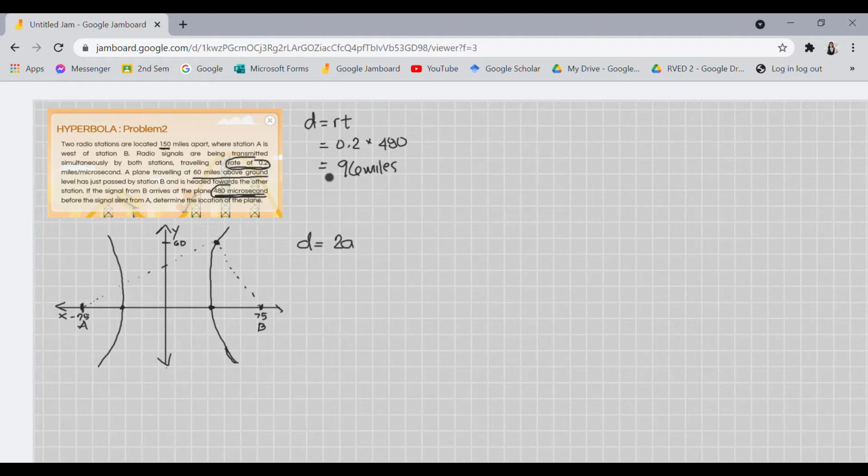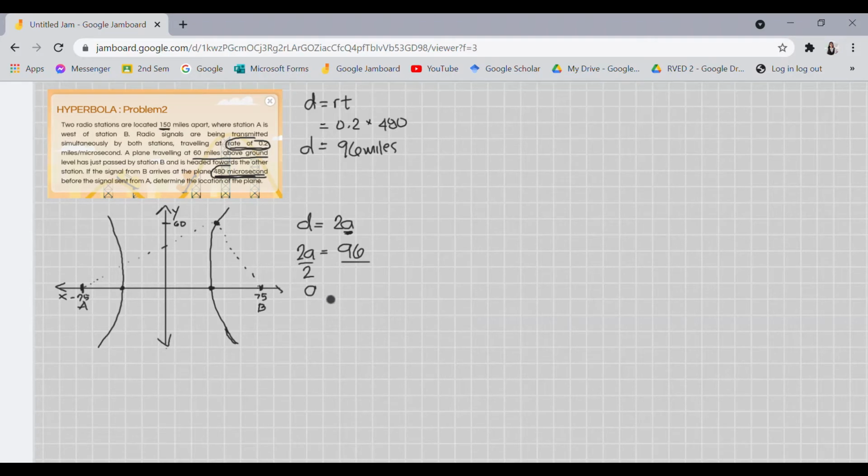So the distance is 96 miles. Again, if D is equal to 2A, we can get A, which is a definite variable in our hyperbola. This is a variable present in the hyperbola that pertains to your vertices. So if the distance is 96, we will equate 2A with 96. Since D is equal to 96, we get the value of A as 48. 48 miles. So our A now is 48.